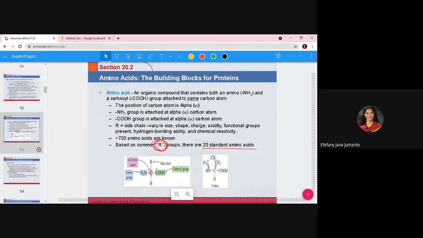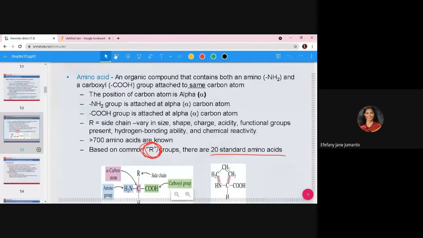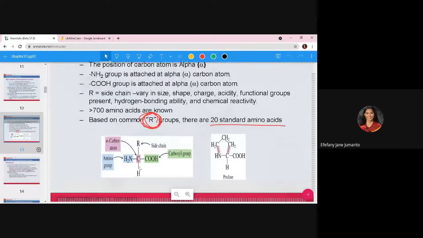So that's it. Now again, it is chiral. It's called alpha. The alpha carbon atom is this one. It's alpha because it's the first carbon next to your carboxyl group. Now, is it chiral or achiral? Your amino acid is chiral.